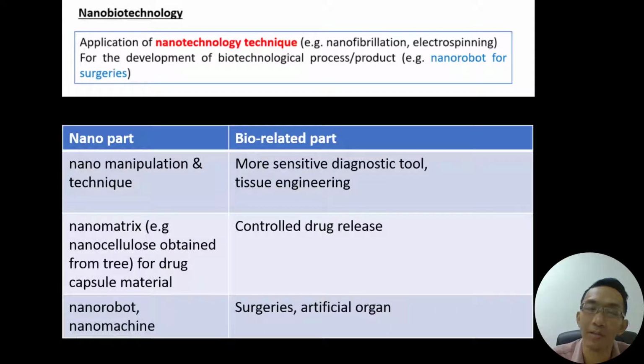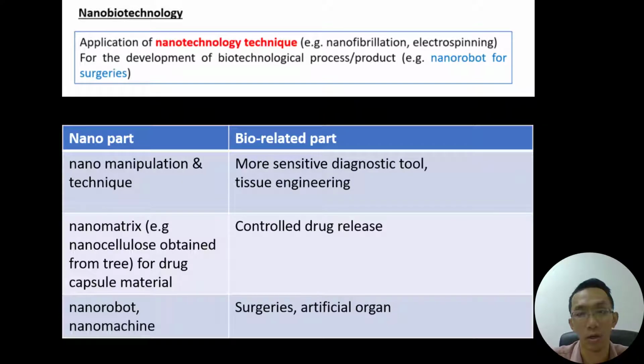An example of nanobio is that you use fabrication or manipulation at the nanoscale in order to produce a more sensitive and more accurate diagnostic tool. You can also use a nanomaterial in order to encapsulate a drug for controlled drug release. And this nanomaterial can be made of, for example, cellulose, nanocellulose. You can also use a nanomaterial that is fabricated using a nanotechnique, like electrospinning, for tissue engineering purposes.